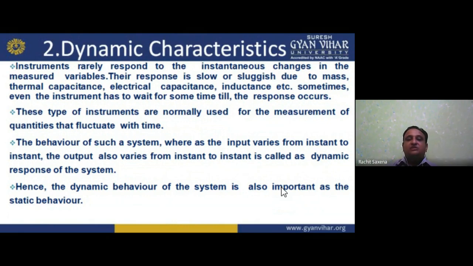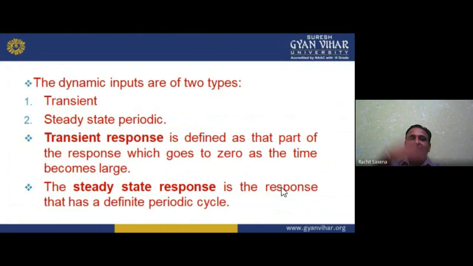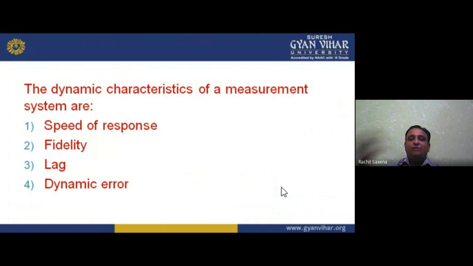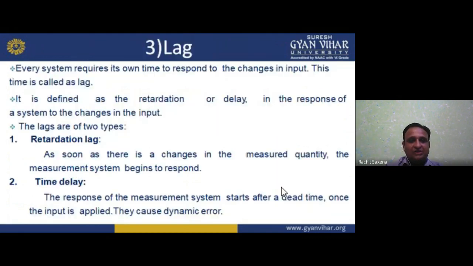The behavior of such a system, where the input varies from instant to instant and the output also varies from instant to instant, is called the dynamic response of the system; it changes with respect to time. Hence, the dynamic behavior of a system is as important as its static behavior. Dynamic inputs are of two types: transient and steady state. They include step, ramp, parabolic, and sinusoidal. The dynamic characteristics of measurement are four: speed of response, fidelity, lag, and dynamic error. I hope you understand all of these.